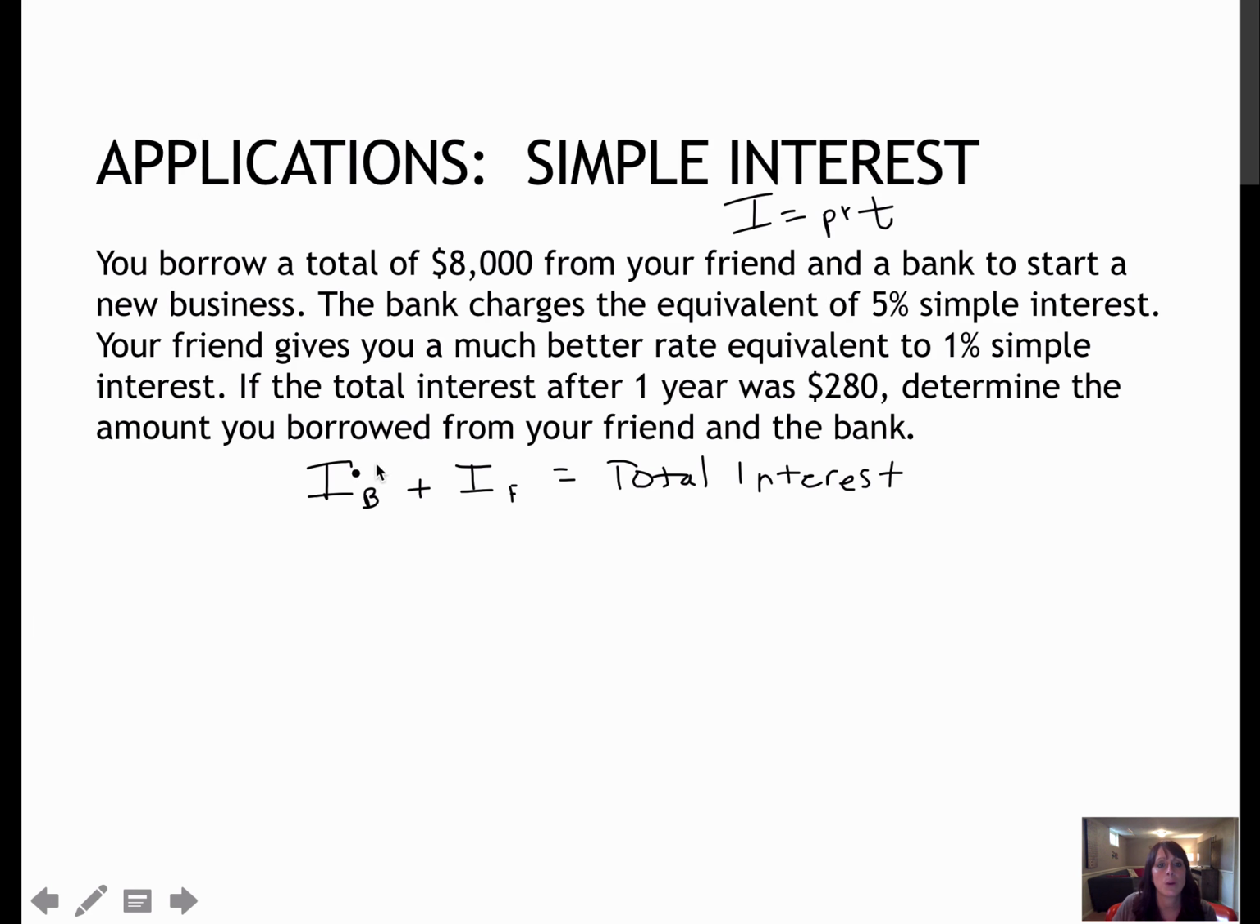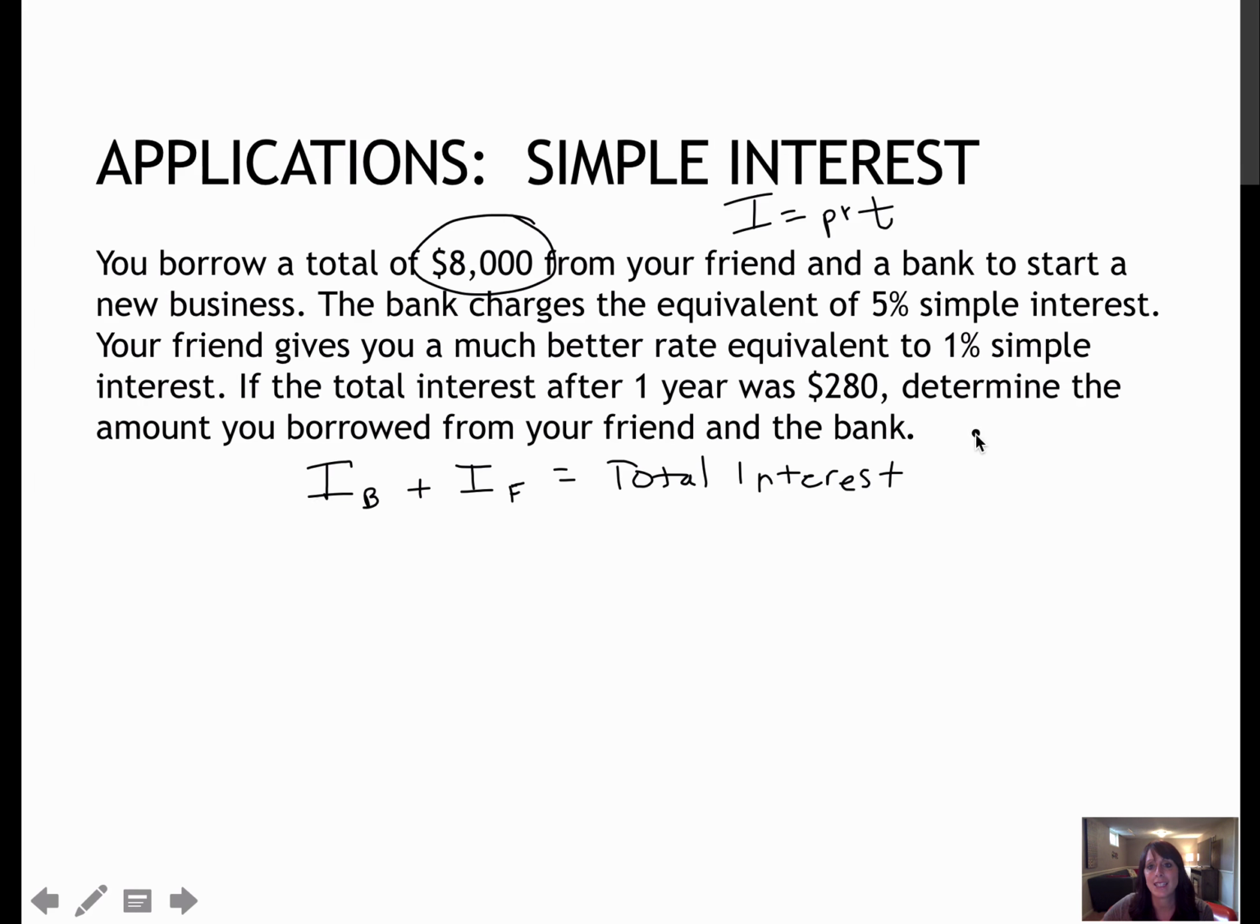Now, if I were trying to find the interest from the bank, I of course would use PRT from the values from the bank. And if I'm trying to find the interest from my friend, then I would take PRT for the values from my friend. So I have all of that except for this part right here, which is a little bit challenging. I don't know how much I invested in the bank and how much I invested with my friend. I just know in total that it's $8,000.